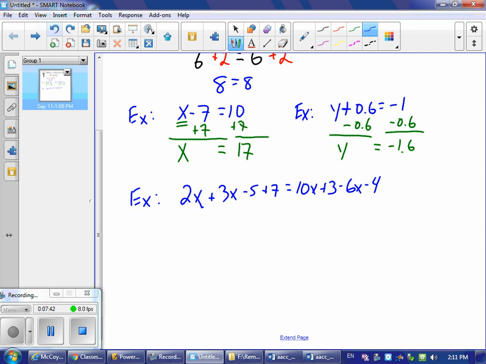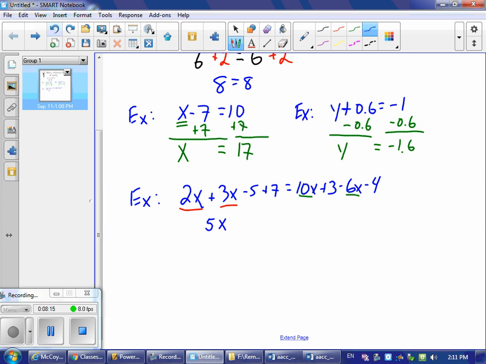So now what you should see is that I have a bunch of like terms that need to be combined first. So I'm going to go ahead and do that process first. I want to combine the like terms. I'm going to combine my x's on the left-hand side. I'm going to combine my x's on the right-hand side. And I'm going to combine all the constants as well. So the x's on the left would give me, let's see, 2x plus 3x is 5x. I'm going to go ahead and combine my constants.